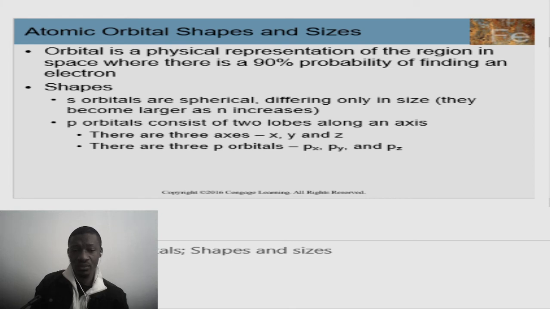So we now are looking at the atomic orbitals, their shapes and their sizes. The orbital is a physical representation of a region in space where there is a 90% probability of finding the electron. Remember, as I told us before, Schrödinger's equation is trying to figure out the probability of where you can find this in space.